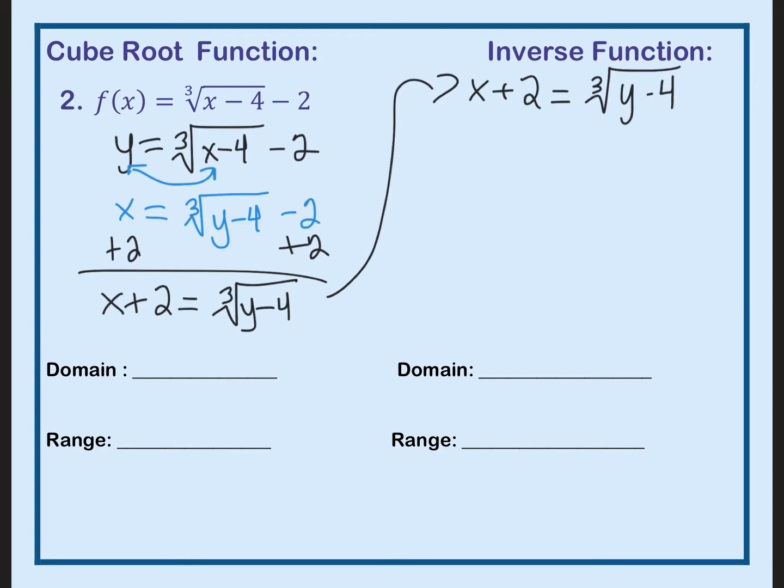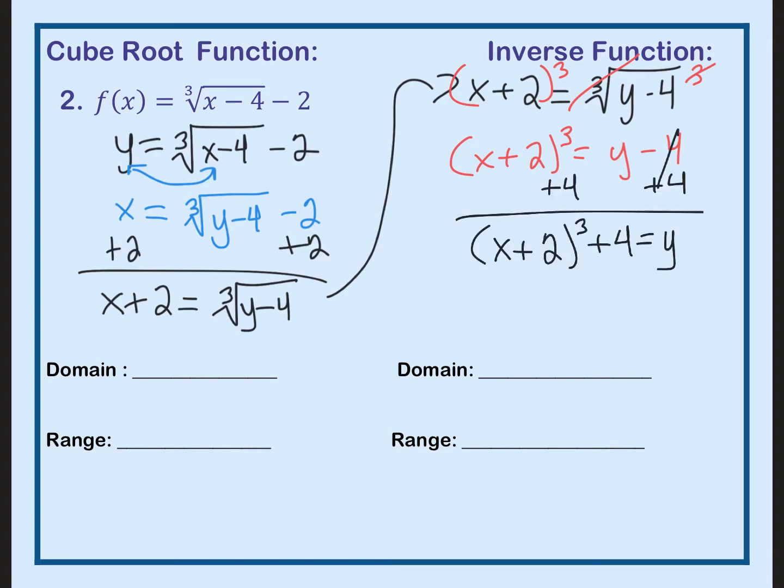Basically the opposite of cube rooting something is to cube it. And if I cube it on one side, I must cube it on the other. Now this cube and cube root basically divide to 1, and I'm left with x plus 2 cubed is equal to y minus 4. So again, we want to get y by itself, so we're going to add 4 to both sides.